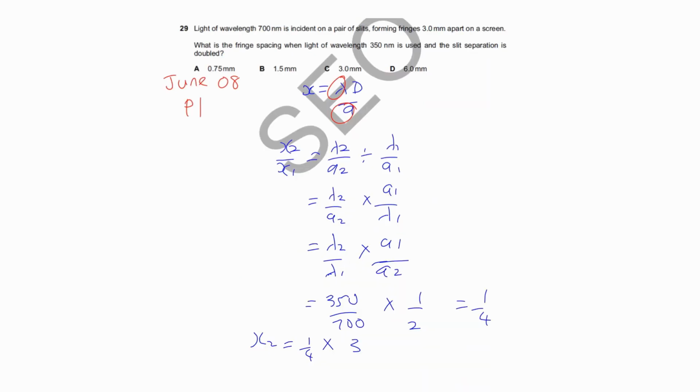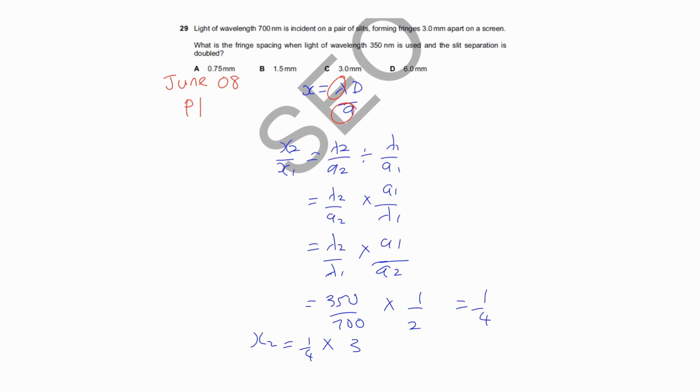Right, for this question, they gave you the wavelength and the fringe separation. So what would happen when you are using a different wavelength, which is basically halved, and you double the slit separation? Now this is a pair of slits, so this will be Young's double slit experiment. So obviously the formula that you would have to use will be x equals lambda D over a. So let's make x the subject here because we want to find the final fringe spacing.